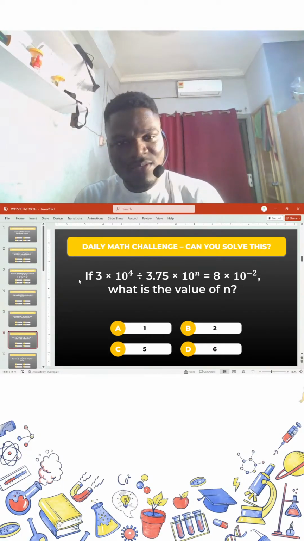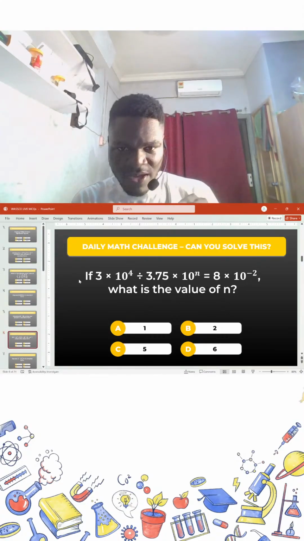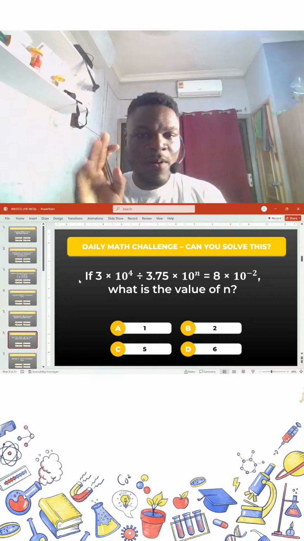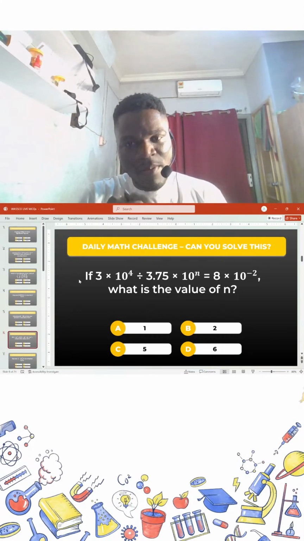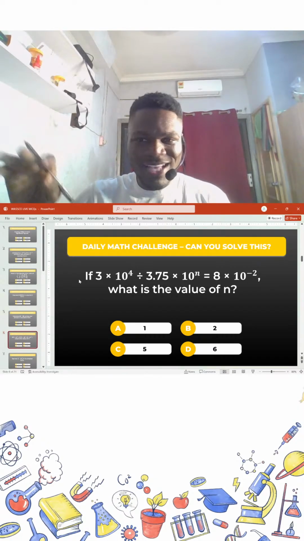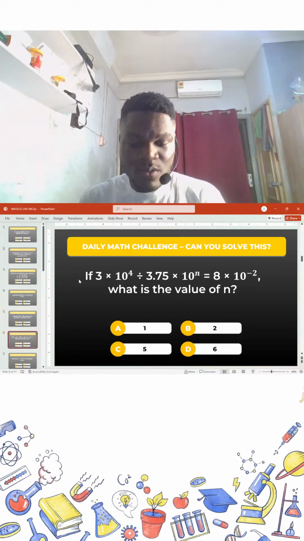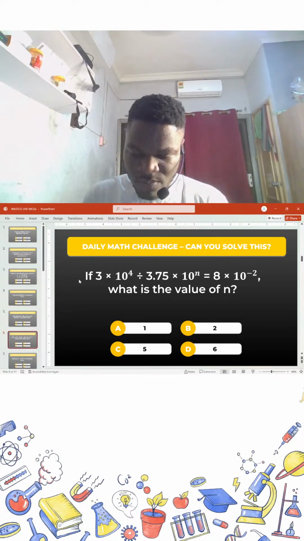Okay, now this is very interesting. We have 3 times 10 raised to the power 4 divided by, this is like a ratio or a quotient, right? We have 3 times 10 raised to the power 4 as the numerator, divided by 3.75 times 10 raised to the power n as the denominator, and all that expression is equal to 8 times 10 raised to the power negative 2. What is the value of n? Are we okay? What is the value of n? That is what we are supposed to find in this particular problem. So guys, let's go ahead and solve for this particular problem.